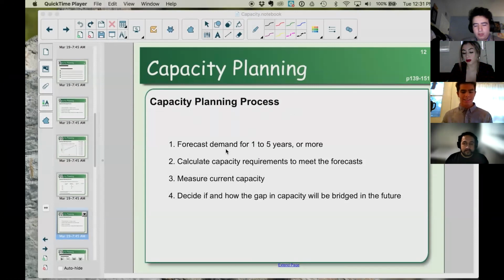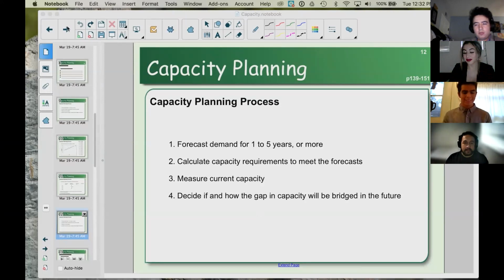Forward, we're looking at a medium or long-term forecast horizon. We're going to then measure our current capacity and compare the two. We decide if and how the gaps fill. As part of that, as we're looking at our current capacity and any changes we might make to increase capacity, we need to recognize the bottleneck.